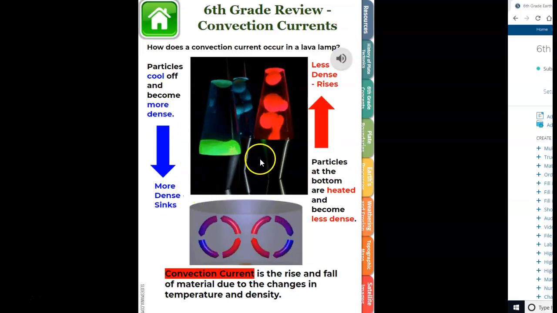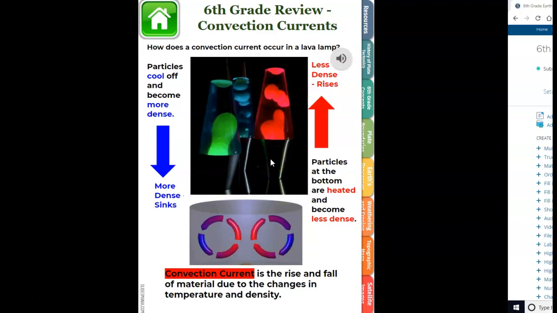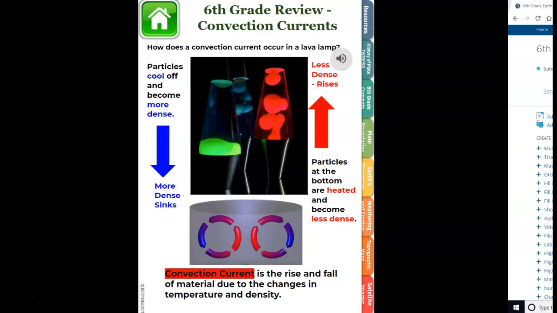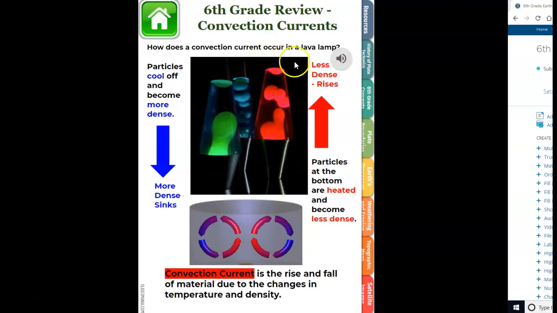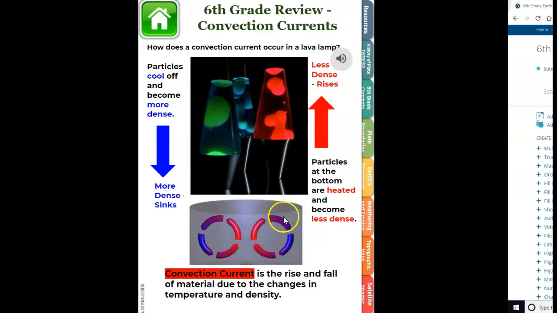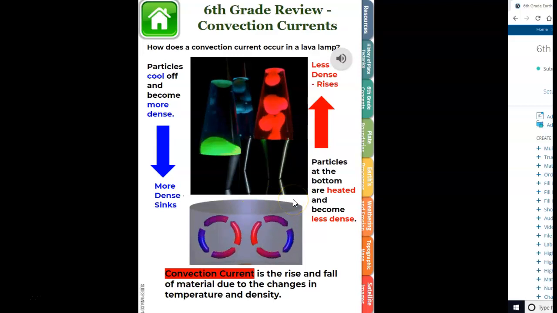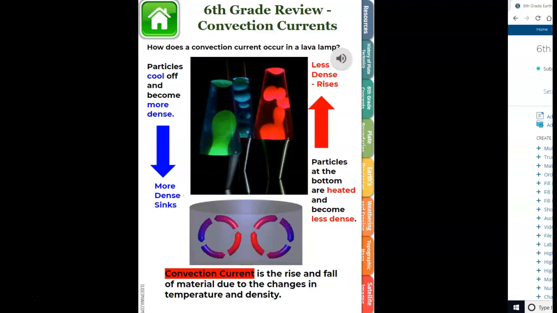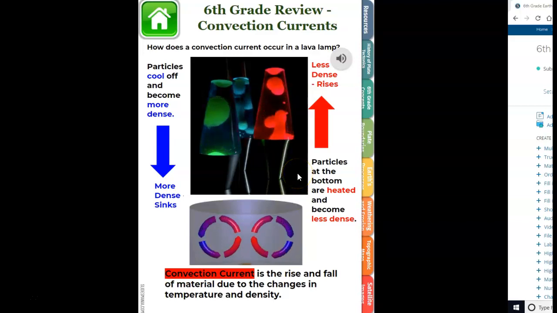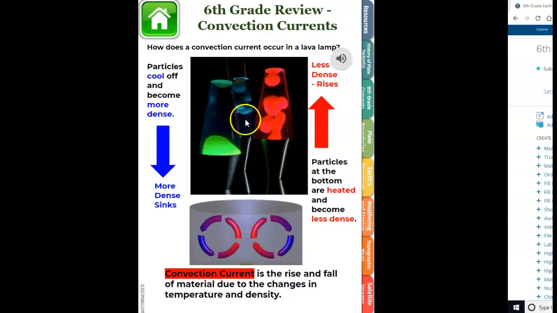Now our particles are back near that light source, right, which is our energy. It's going to melt again, become less dense, and rise up. And it continues this process over and over as long as there is a heat source. If I were to turn the lava lamp off, eventually all the particles would settle back to the bottom. This movement, based on temperature changes and density changes, is what we call the convection current.